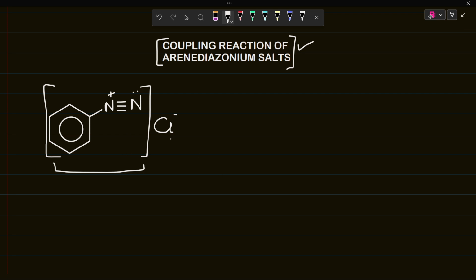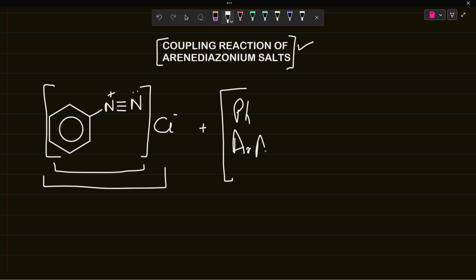So what happens in this reaction is that we take this diazonium salt, simply, and we react it either with phenol or with arylamine. And what we get is an azo compound.